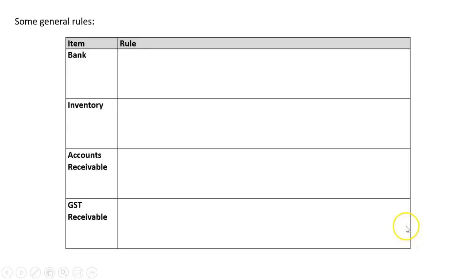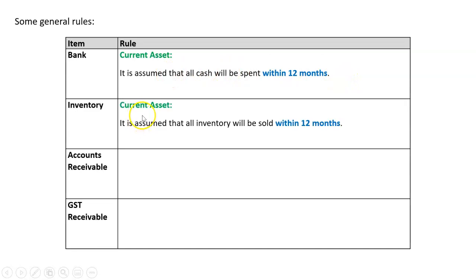So let's take an example. Some are going to be easy and you're just going to learn them through the course of the year. But if you're ever confused, you just want to remember some general rules. Bank or cash. Is that current or non-current? We're going to say that's always current. It's assumed that all cash will be spent within 12 months. That might not be true, but that's what we're going to assume. Inventory is always going to be a current asset. We will assume that all inventory will be sold within 12 months. That might not be true. Some businesses might take longer than that, but for our purposes, that is what we're going to do.